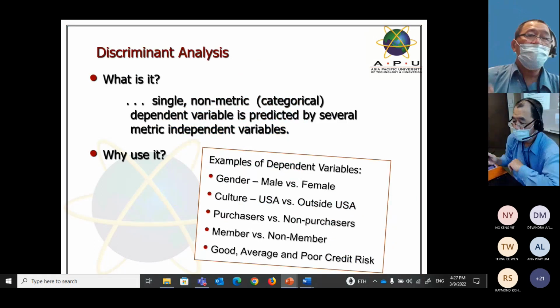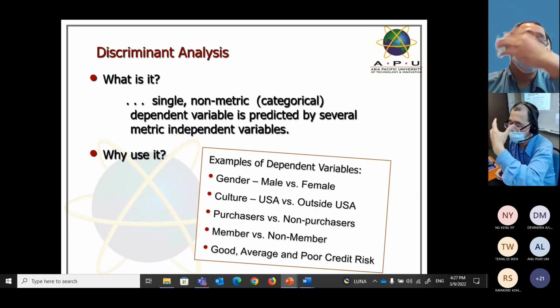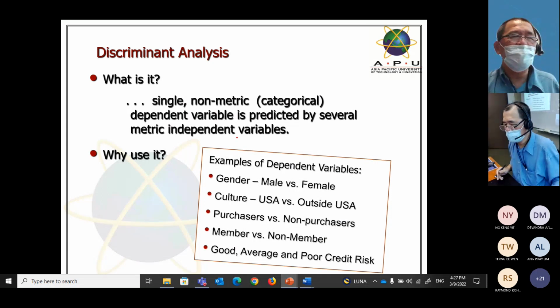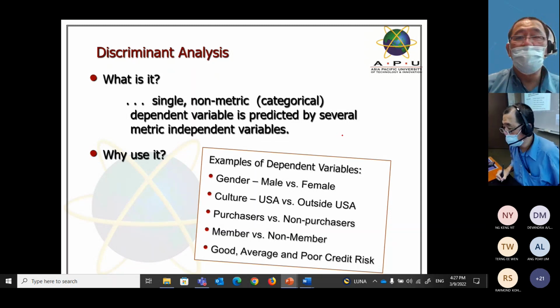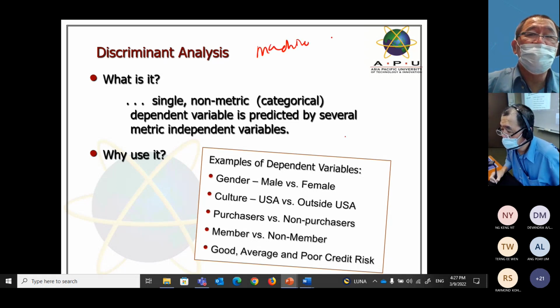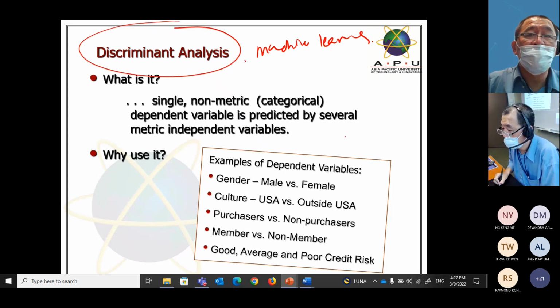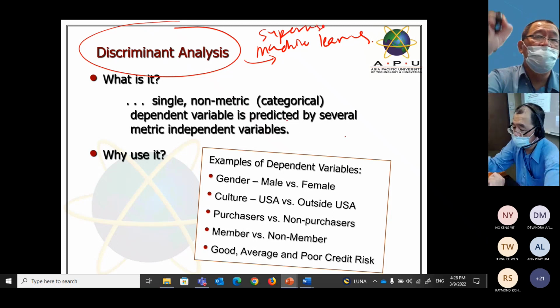Now this one is a little bit new for most of you, which means normally you didn't learn this in other modules. We see this one is actually linked to machine learning. You may learn this in machine learning. This is one of the methods under machine learning. We call it supervised machine learning.